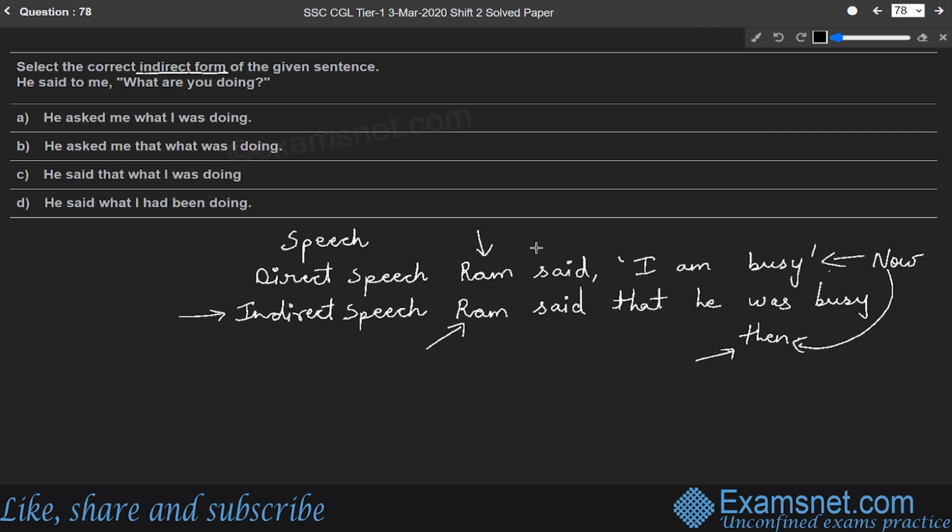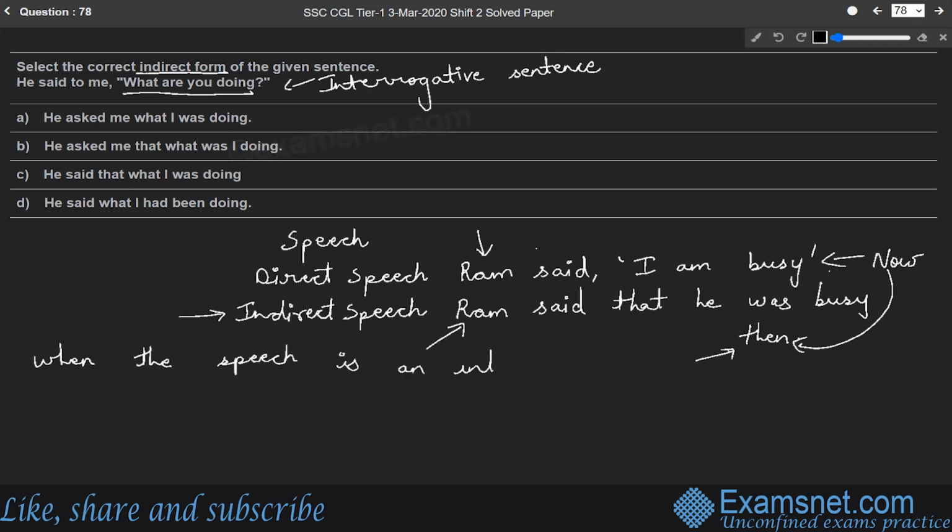Okay. So now coming to the solution of this question, here the sentence is, he said to me, what are you doing? This sentence is an interrogative sentence. Why is it interrogative? Because here you can see that there is a question in the sentence. That is why it is an interrogative sentence. Now, to change the speech of this sentence, we have to follow some steps. Why? Because it is in interrogative form. So, when the speech is an interrogative sentence, then we need to follow some steps.